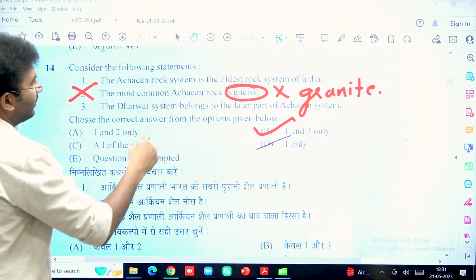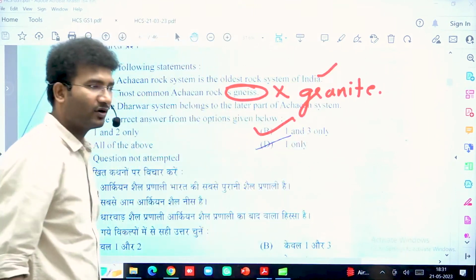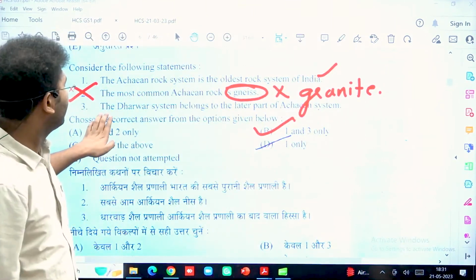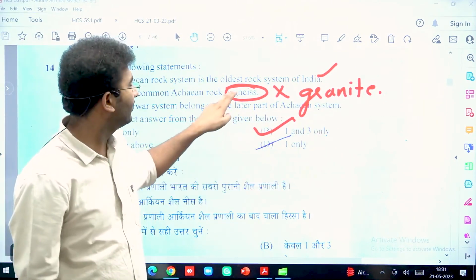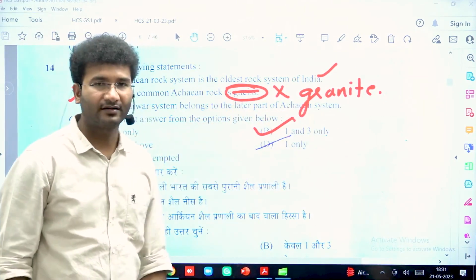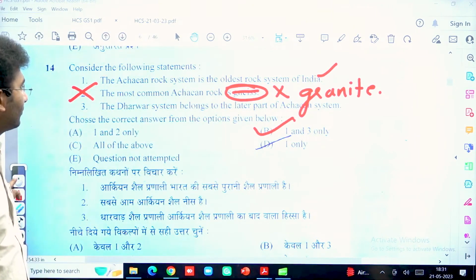Now let's look into the Archean system. It is one of the oldest rock systems in India, right? And the Dharwad system belongs to the later part of the Archean system. Yes, that statement is also right, but here it is not gneiss, it is granite. Okay? So the answer would be B, 1 and 3.